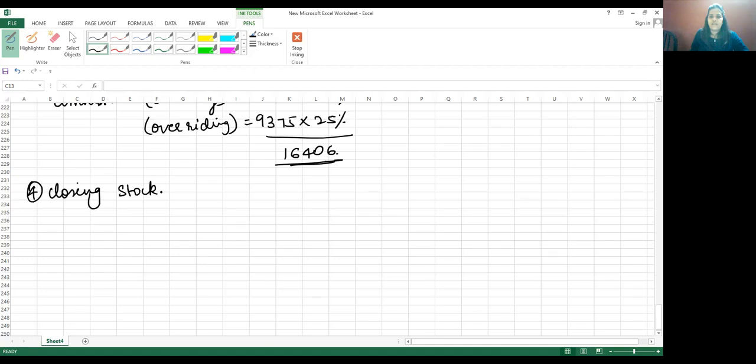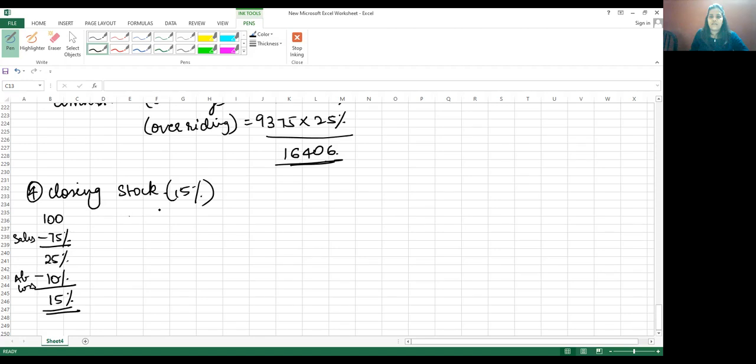Now, goods sent were 100%, sold 75%, left 25%, minus 10% abnormal loss. So left will be 15%. Okay. So closing stock is 15%. This is sales. This is abnormal loss.